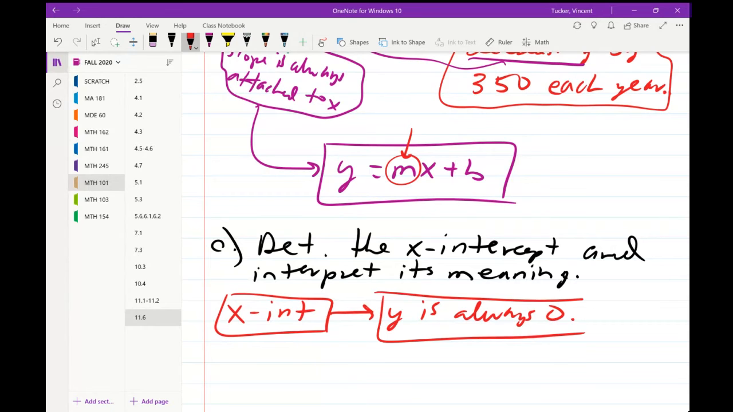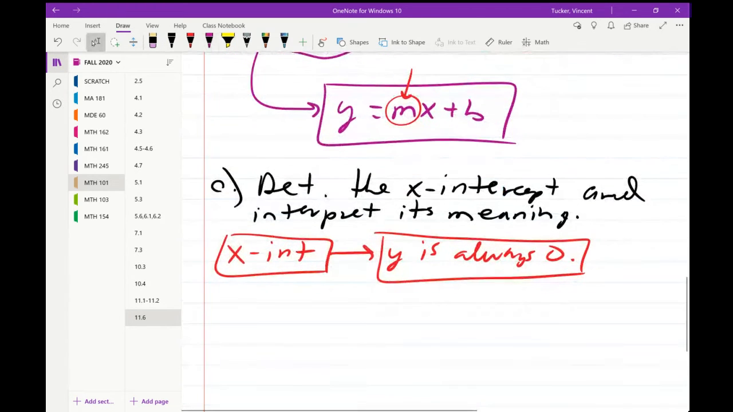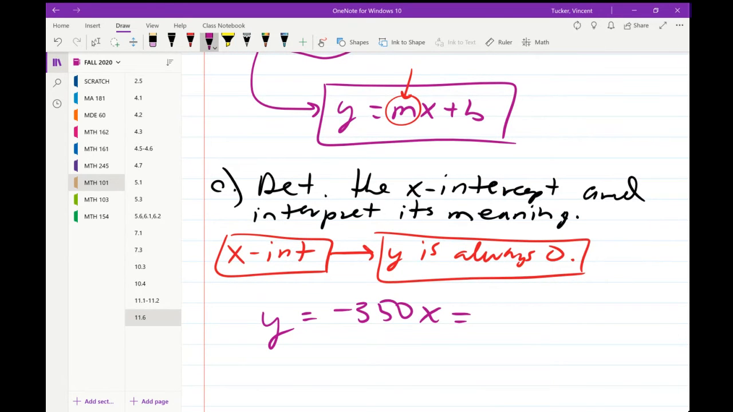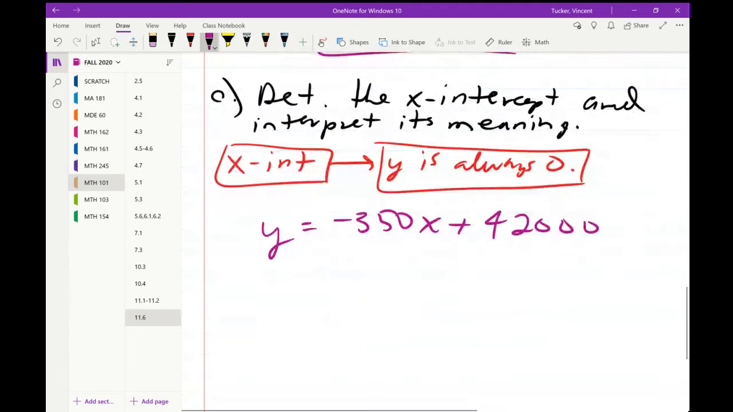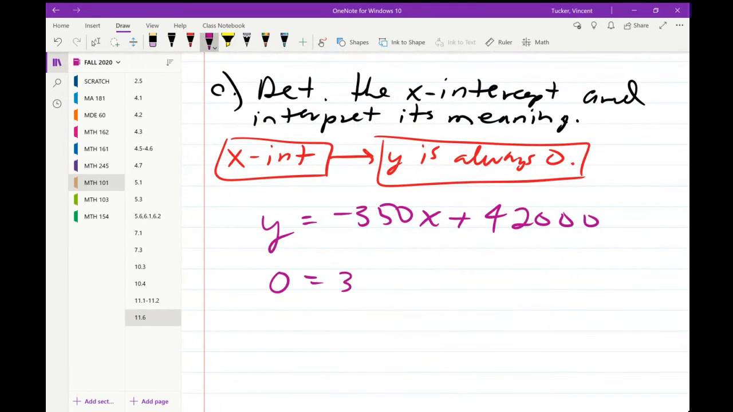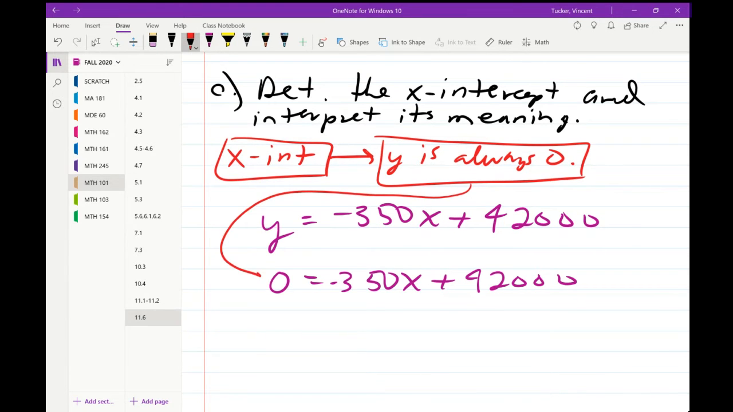0. Just like if we had to find the y-intercept, x would be 0. X is always 0 for your y-intercepts. So our equation is y equal to negative 350x plus 42,000. So it'll be 0 equal to negative 350x plus 42,000. Again, that's where that comes from: plugging in 0 for y.